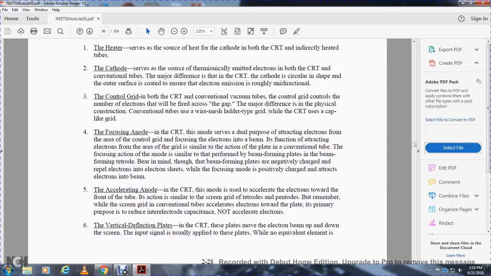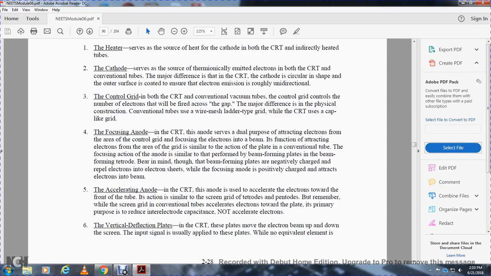Accelerating anode: in the CRT, the anode accelerates the electrons toward the front of the tube, similar to the screen grid in a tetrode or pentode. But remember, the screen grid in the conventional tube accelerates the electrons toward the plate, with the primary purpose of reducing the inter-electrode capacitance and accelerating the electrons.